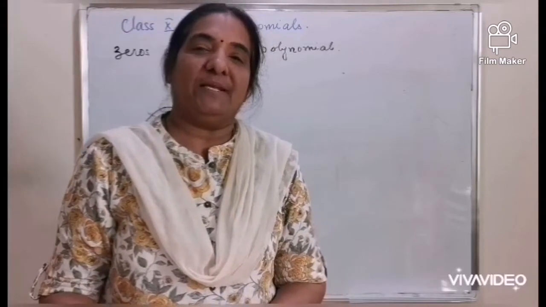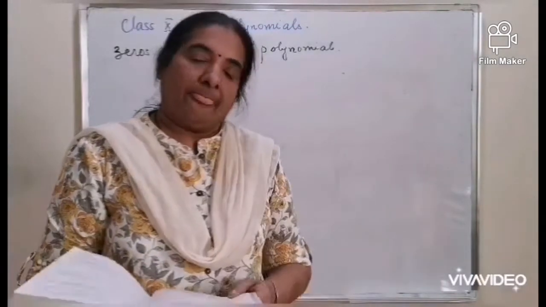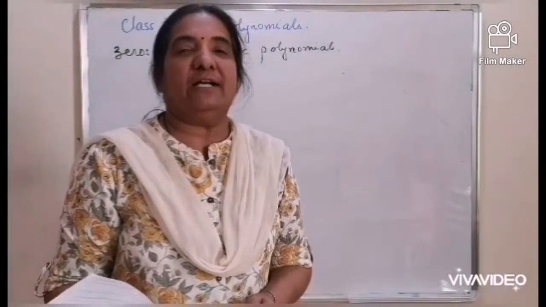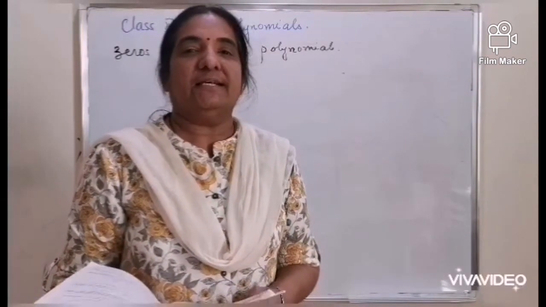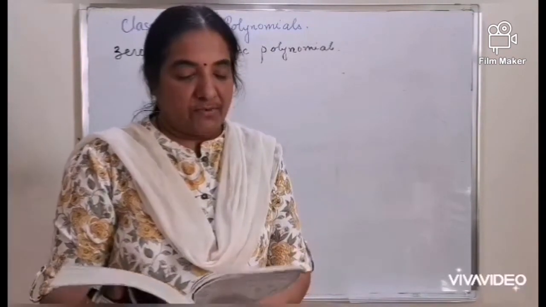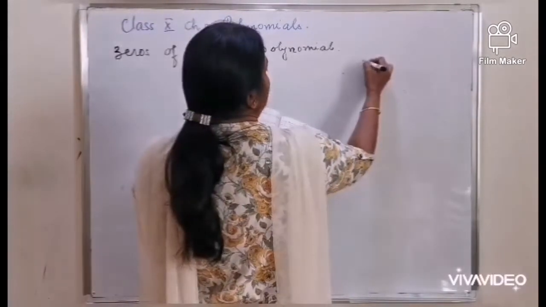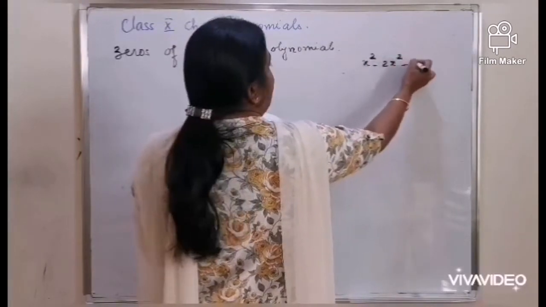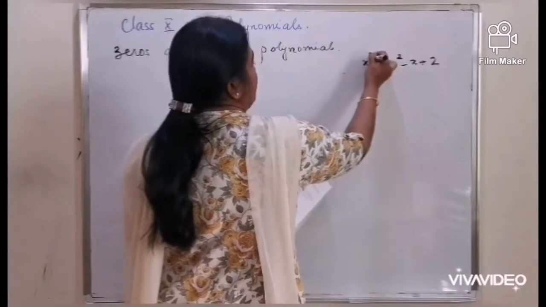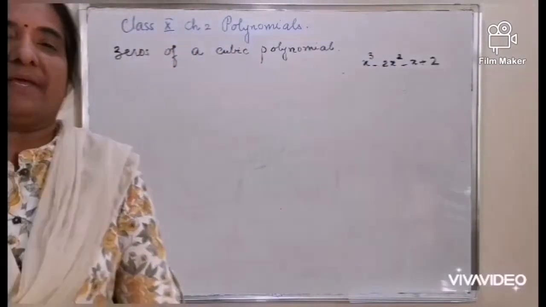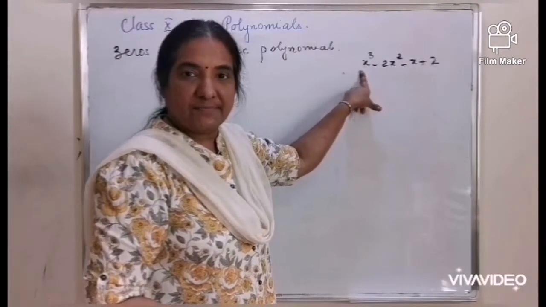The division of polynomials is used to find the zeros of a cubic polynomial. It is a continuation of the topic you have done in the lesson polynomials factorization content in class 9. There the question was: factorize x cube minus 2x square minus x plus 2. You were asked to factorize.